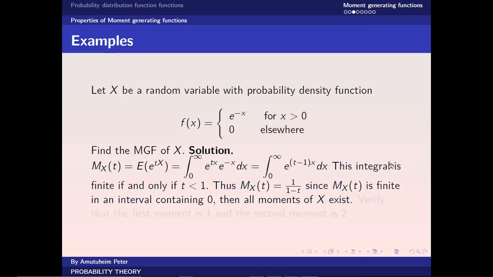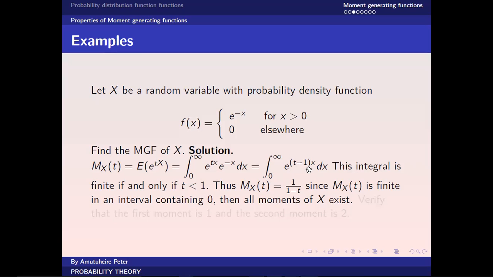And this integral here is finite if and only if t is less than 1. So when we work out this, we are going to generate what we called the geometric series in the previous lecture. And when we use the formula for the geometric series, we are able to get the moment generating function as this. But also if you want, you can integrate this.